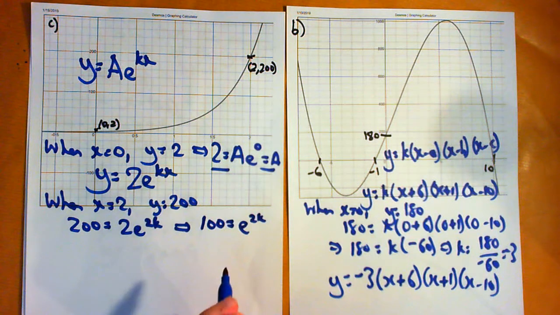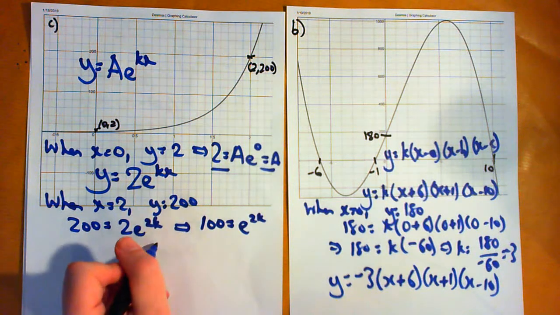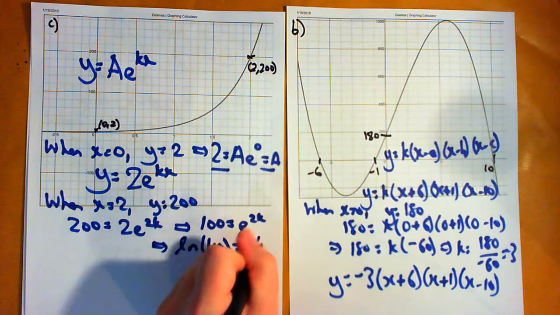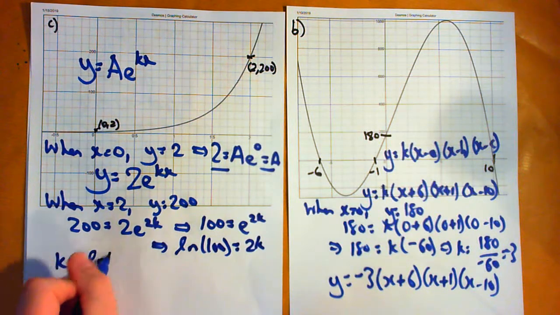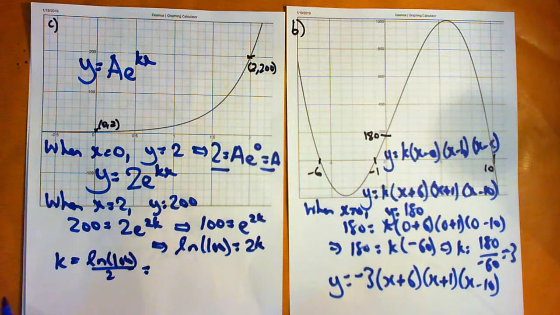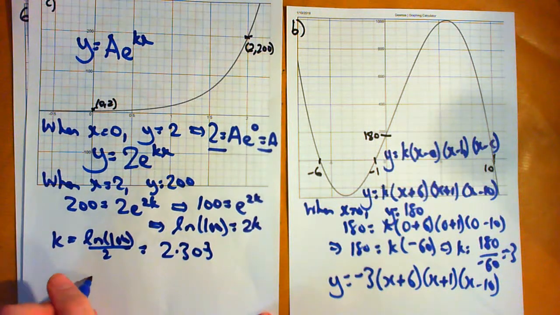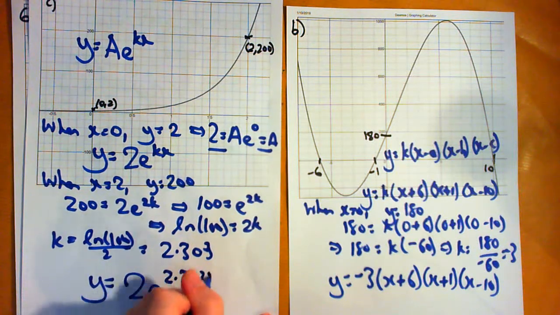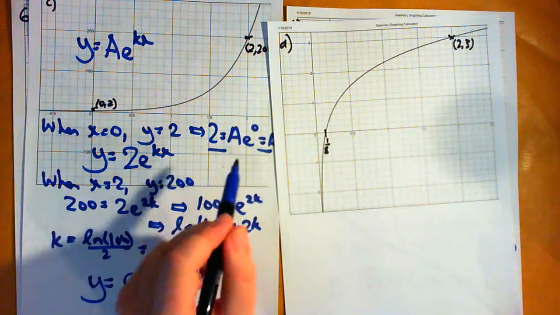And then from there we can take the natural log of both sides, and if we do that, we're going to get ln of 100 equals ln of e to the 2k, which is just going to be 2k, and therefore k is going to be ln of 100 divided by 2, which gives us a value of 2.303. So therefore, the equation here is y equals 2e to the 2.303x.